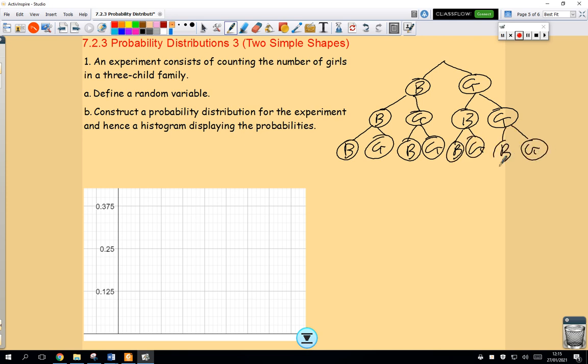Filling my probabilities into my tree diagram is always a good idea. The probability that my first child is a boy is 1/2. The probability my first child is a girl is 1/2. The probability that my second child is a boy, given that the first was a boy, is 1/2. The probability that a second child is a girl, given that the first is a boy, is 1/2. And hopefully you'll see that each of these things along the way is a half.